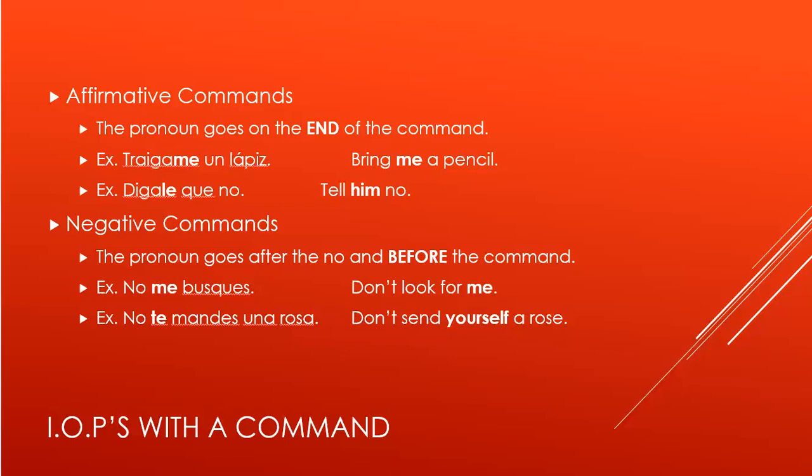Negative commands. The pronoun goes after the no and before the command, como siempre. So, example, no me busques. Don't look for me. Don't look for who? Me. Second example, no te mandes una rosa. Don't send yourself a rose, which would be a very pitiful thing to do on Valentine's Day. Te being yourself. Don't send a rose to whom? To yourself.